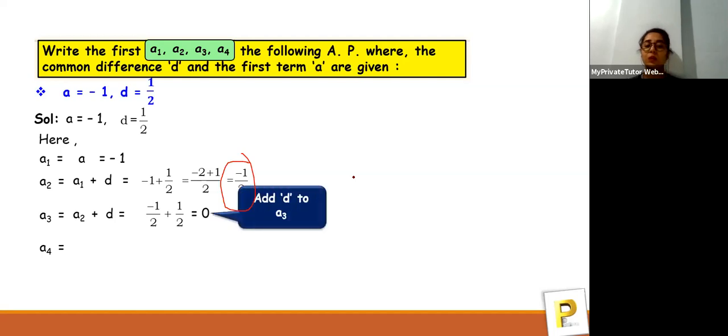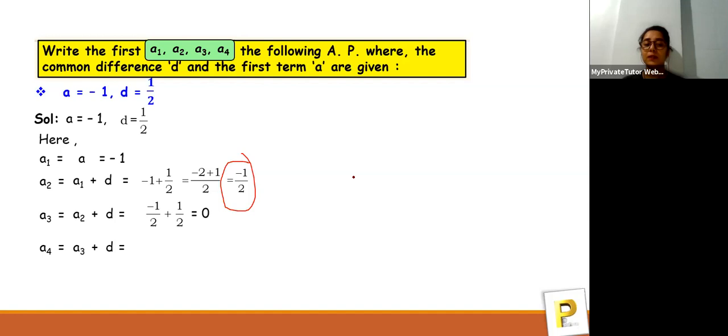Okay, let's see what will be the answer. So here you will have to add D to A3. So A3 is what? 0. So you'll be adding 0 to 1 by 2 and 1 by 2 is your answer. That was so easy, guys. Okay, so this is very easy. And the same way you have to find the next term as well.